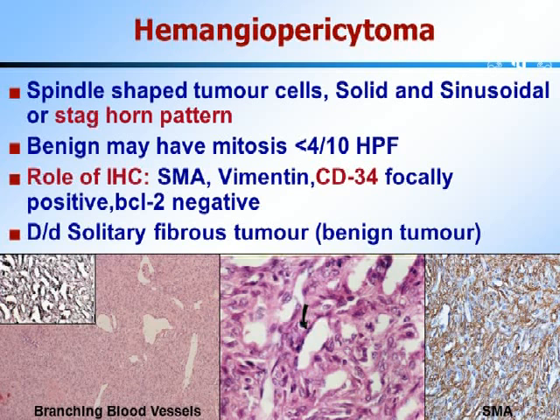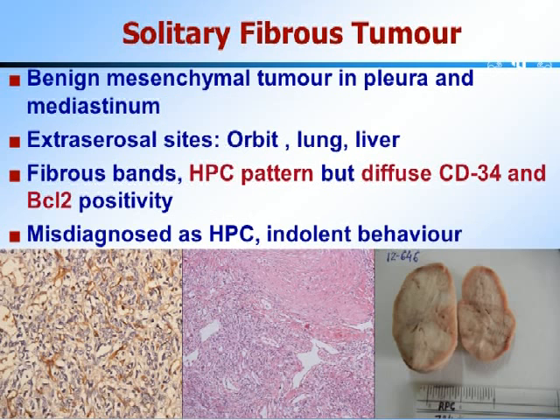Now, a very important differential diagnosis for pathologists is the solitary fibrous tumor, which mimics hemangiopericytoma, but it has a much better prognosis. So how do we differentiate it from hemangiopericytoma? On gross examination you can see they are not so violaceous. They are more fibrous appearing. The reason is that on histopathology also we have these bands of fibrous tissue.